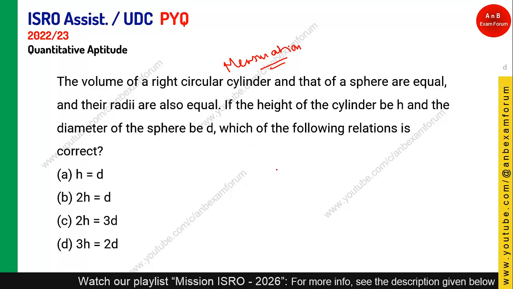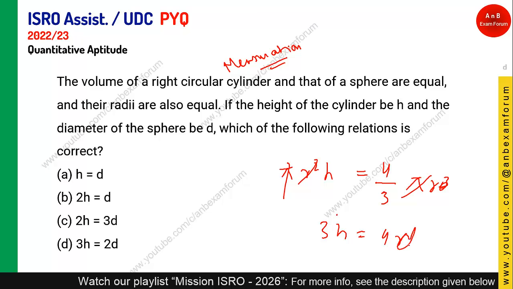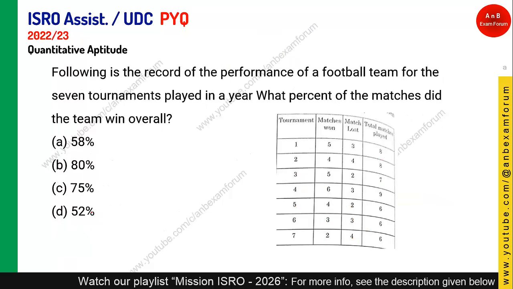Volume of the right circular cylinder is what? Pi r square h, and the sphere is 4 by 3 pi r cube. A very simple one. So pi got cancelled, r square got cancelled, so you have 3h is equal to 4r, but he is expecting the answer in terms of diameter. Radius is diameter by 2, so it is 3h is equal to 2d. Option D is the right one.